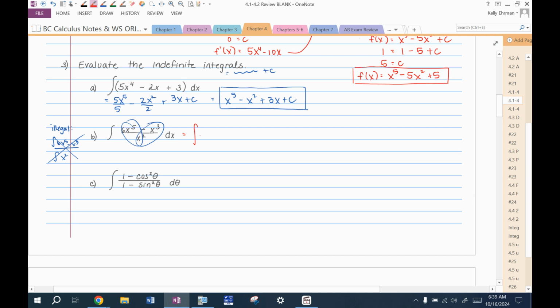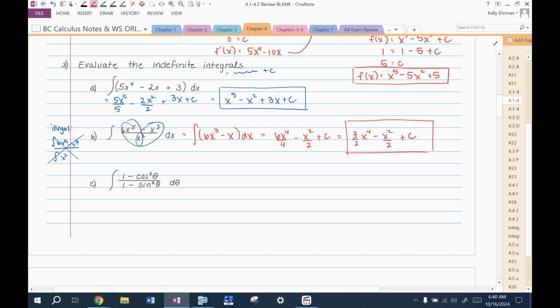6x to the fifth divided by x squared is 6x to the third, minus x cubed over x squared, so minus x. Now I can just use my little power rule for integrals. So I get 6x to the fourth over 4 minus x squared over 2 plus c. And then I clean that up. 6 over 4 reduces to 3 over 2. x to the fourth. Nothing else to simplify.